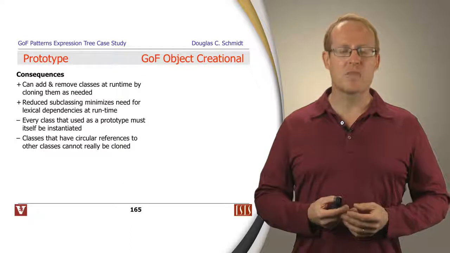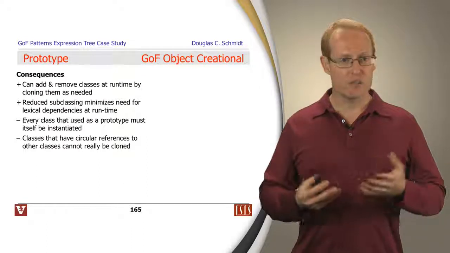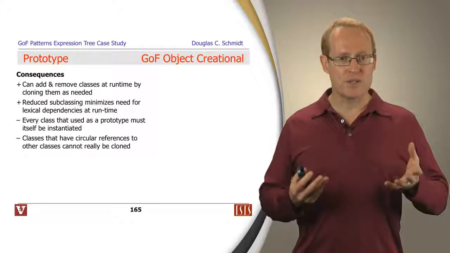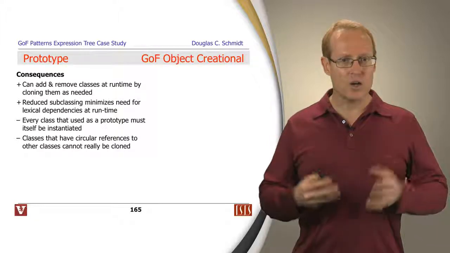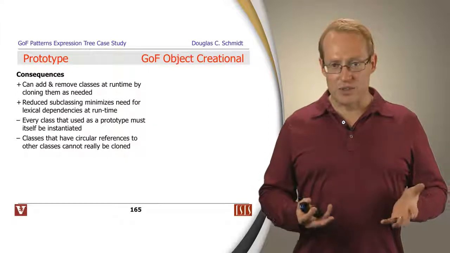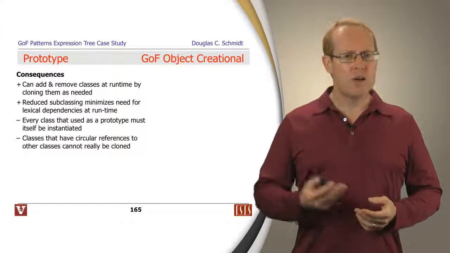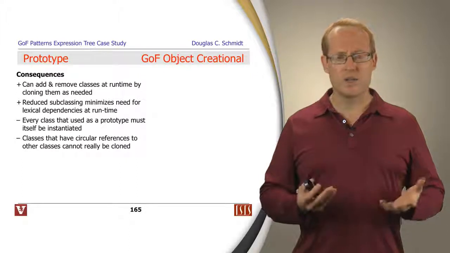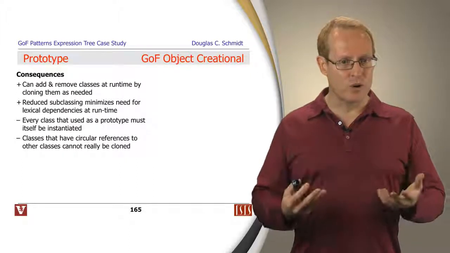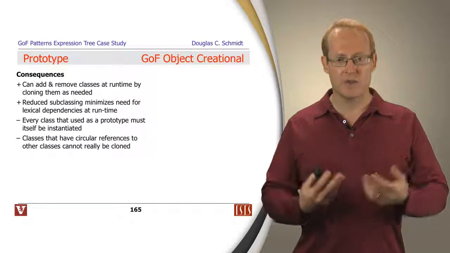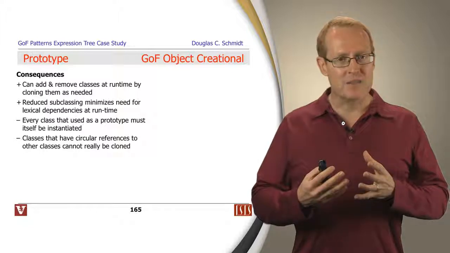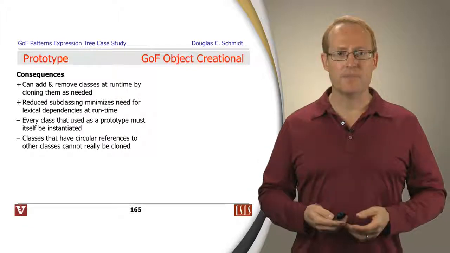The consequences of applying this particular pattern is you can add and remove classes at runtime, cloning them as you need to. It reduces the amount of subclassing that's actually part of the client code, because that can be hidden behind the clone interface. And the lexical dependencies can be minimized. There are some downsides, of course. One issue is that if you're going to use this pattern, you have to create the prototype even if you don't ever create any other instances. So you're paying a little bit of overhead that may be unnecessary. And if you have circular references between the classes, then this pattern doesn't really apply.